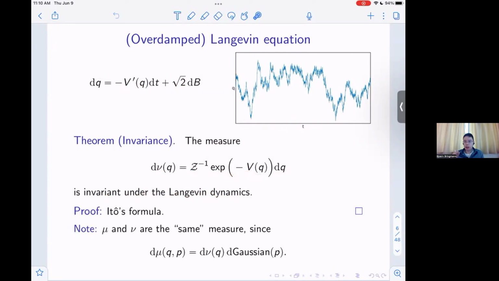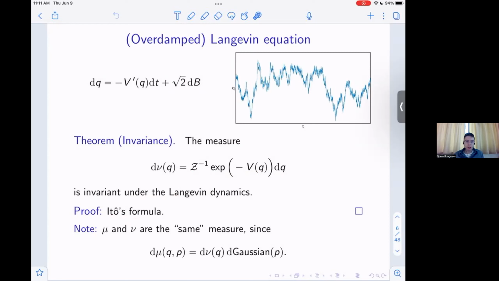Right, so it's now a measure on R instead of R2, but it looks very similar to what we had before. Okay. Now, the proof of this is a tiny bit more complicated maybe than the previous one, but not so much. Essentially, it just boils down to Ito's formula, right? So that's the main ingredient that you would need here.